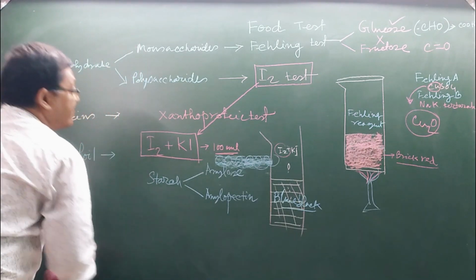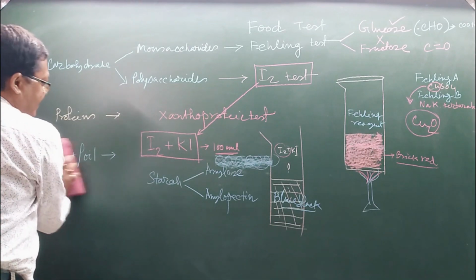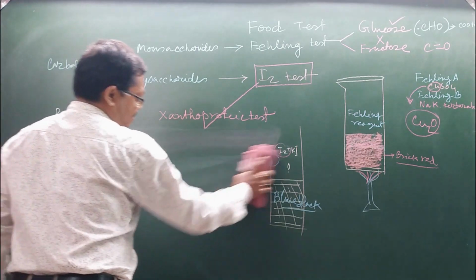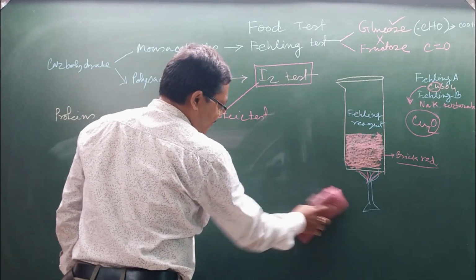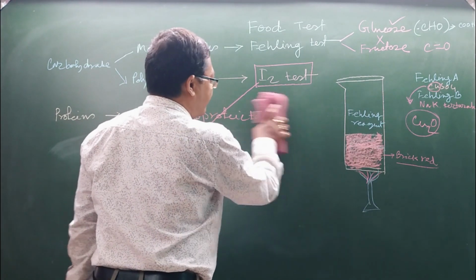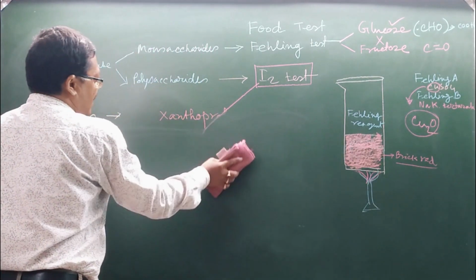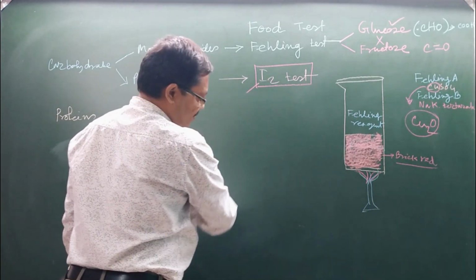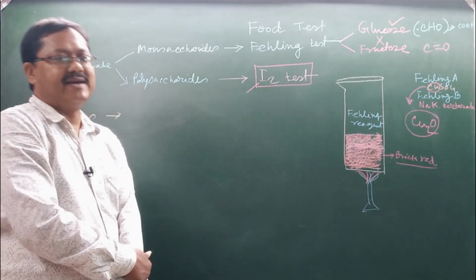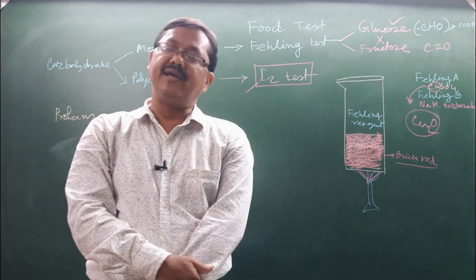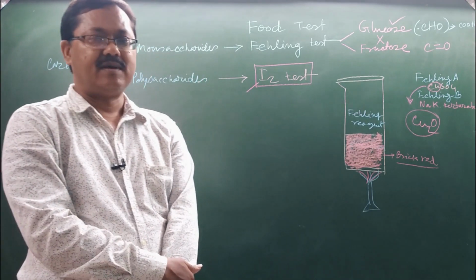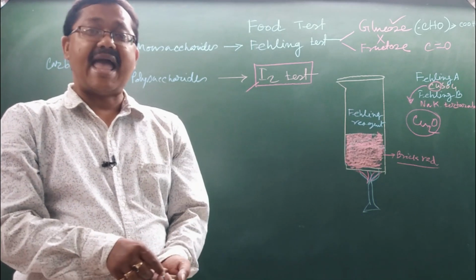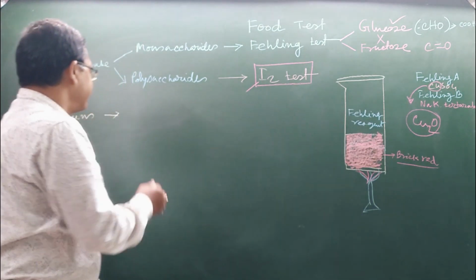Third test is protein test. Protein. What happened? You know, protein food is mainly composed of amino acids, and 21 amino acids are interlinked by peptide bonds in various combinations. All of the protein contains a small amount of aromatic amino acid.